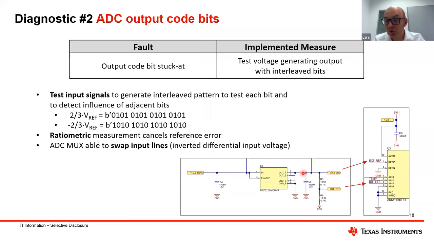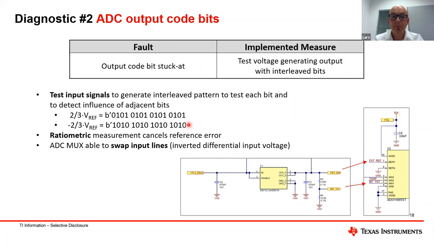So the voltage source of the external reference and also of the bit test is the same. If the reference is not accurate, for example, then the external reference and the bit test go the same way and it cancels out the error, basically. And in order to get actually the 010101, we need this voltage of 2/3 of the reference.